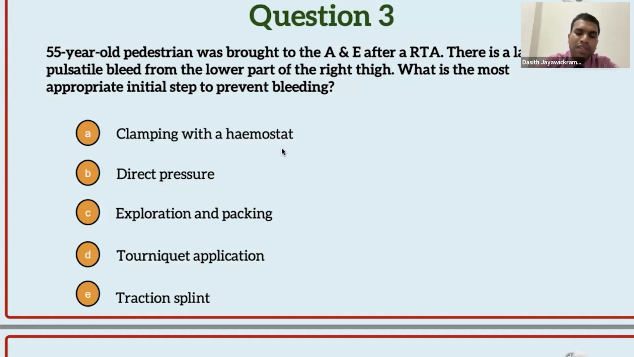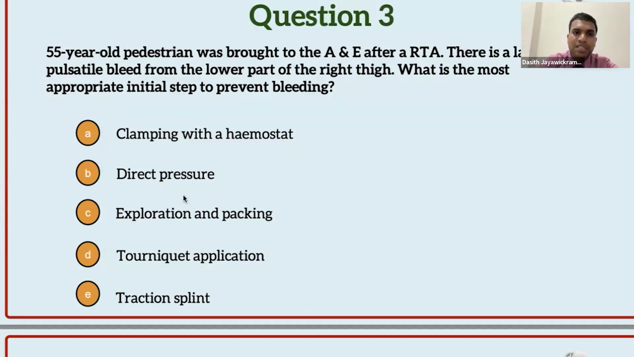So clamping with a hemostat. Why is it wrong? Because there's a bleeder, you can clamp with a hemostat, so it might seem correct to some people. Why not? Because there's a pulsatile bleeder, and you can't see where the bleeding is coming from, so you will be clamping blindly. And usually in the lower limbs, the nerves accompany these vessels. So if you blindly clamp a vessel, you can put the clamp through the nerve also. You will prevent the bleeding, but you will destroy the nerve also. So clamping with a hemostat blindly is not a good option.